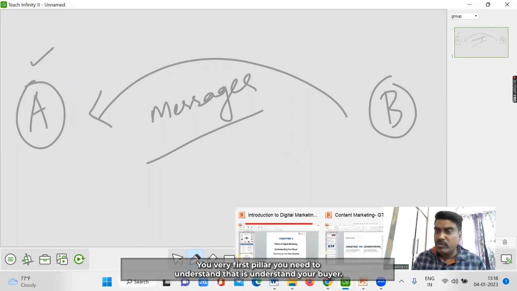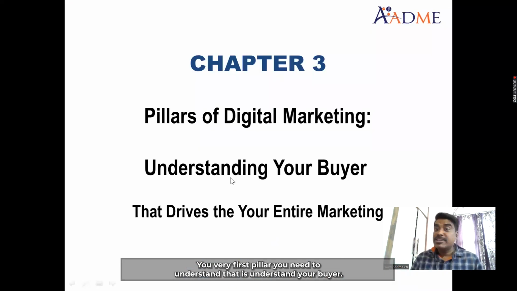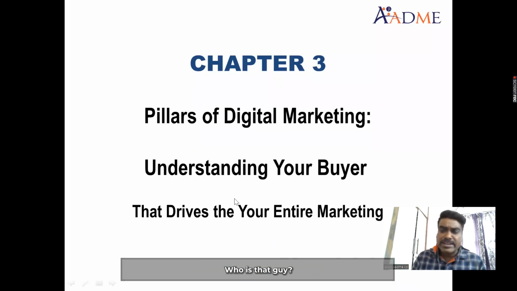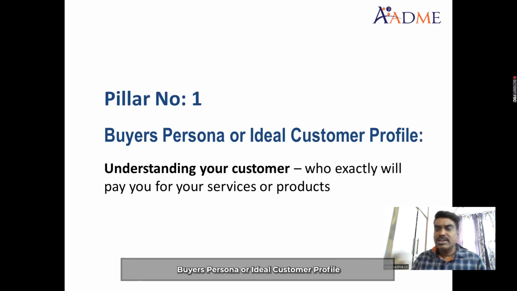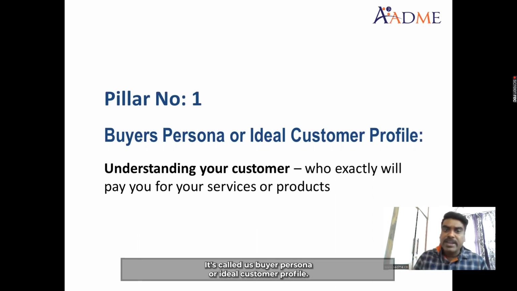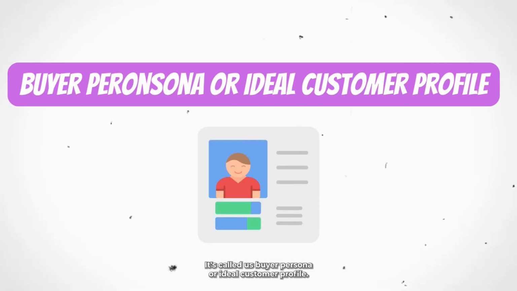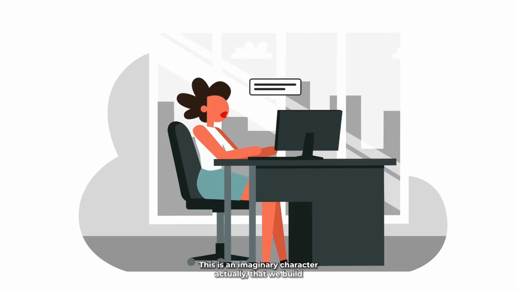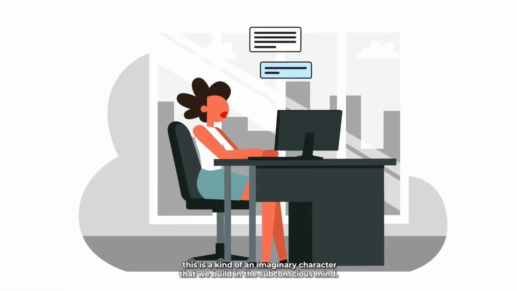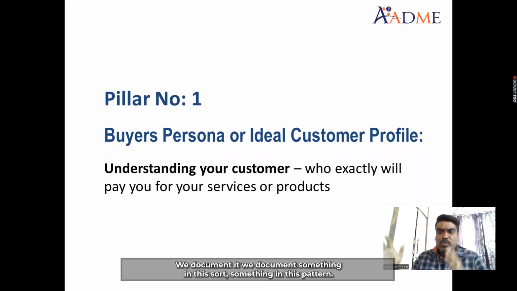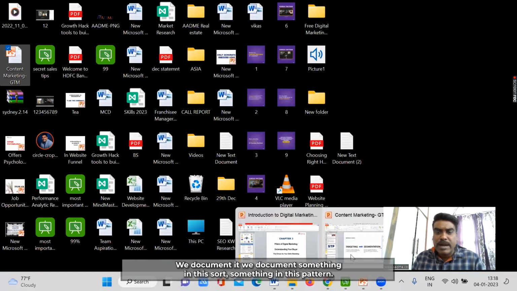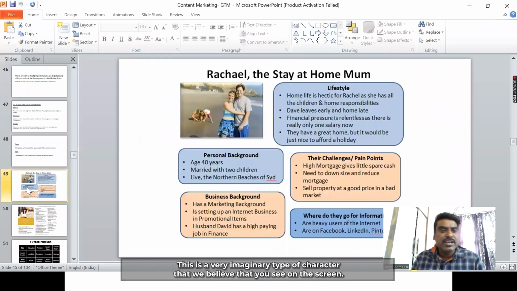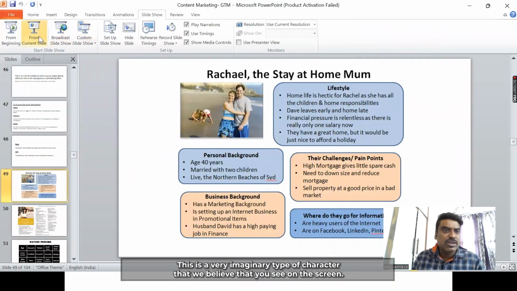The very first pillar you need to understand is understanding your buyer. Who is that guy who has my money? Pillar number 1, buyer persona or ideal customer profile. It's called buyer persona or ideal customer profile. This is an imaginary character that we build in our subconscious mind. We document it in this sort of pattern. This is a very imaginary type of character that you see on the screen.